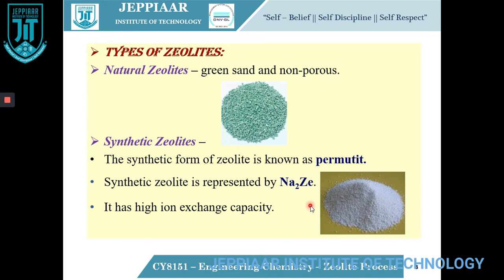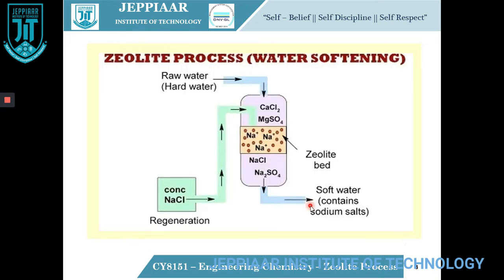Natural zeolites are naturally green in color, with a marble stone appearance, and are non-porous in nature. But synthetic zeolites can be prepared in the laboratory based on our requirement. That's why they are called permutit. Synthetic zeolites are represented as Na2Ze, which has high ion exchange capacity.